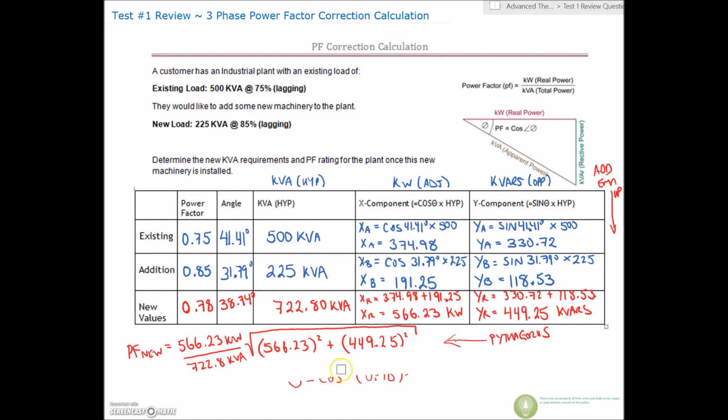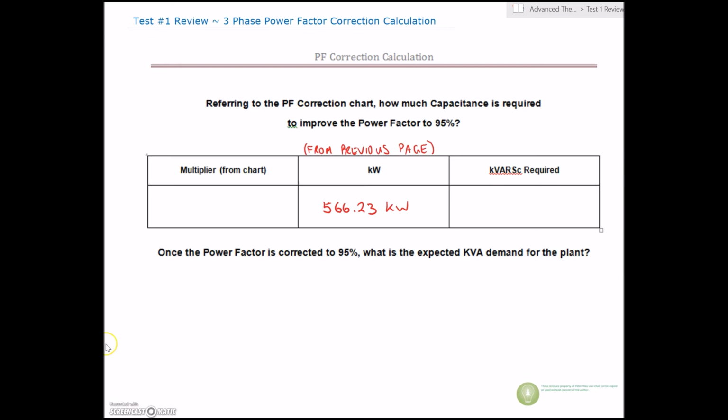All right, so stop the video here, guys. Make sure that everything's cool. We're now going to transfer our kilowatts over to the next page. So we have 566.23 kilowatts. When we do power factor correction, the kilowatts doesn't change. That's basically the power that's lost in the form of heat and light. So our kVARs is going to change, and by changing our kVARs, it's going to change our kVA, but our kilowatts is going to stay essentially the same.